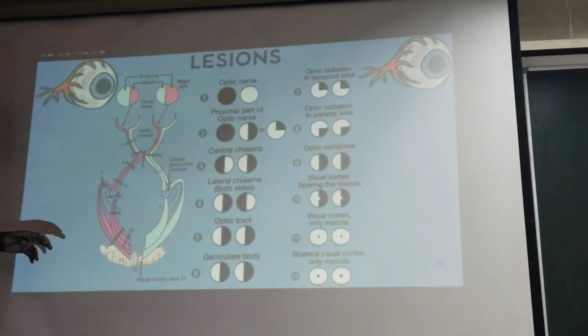Then in the 11th one there will be macular scotoma, and the 12th will also be macular scotoma because the visual macular fibers will be affected, causing macular loss of vision.